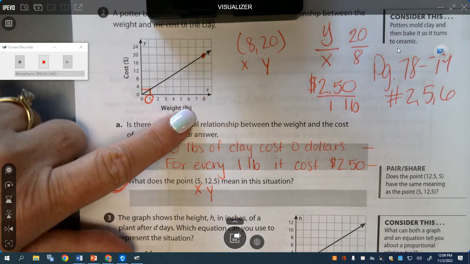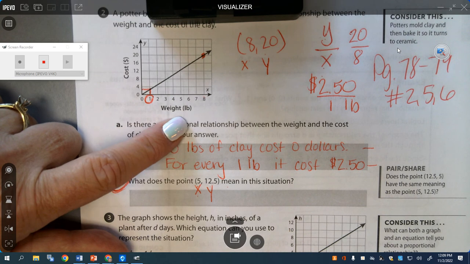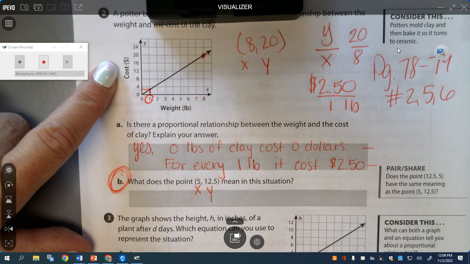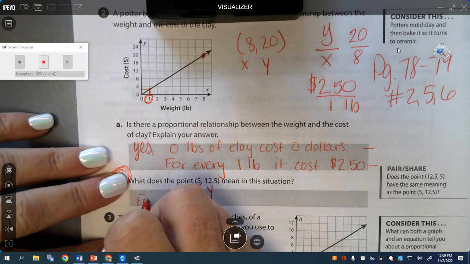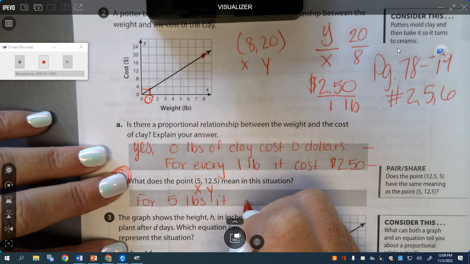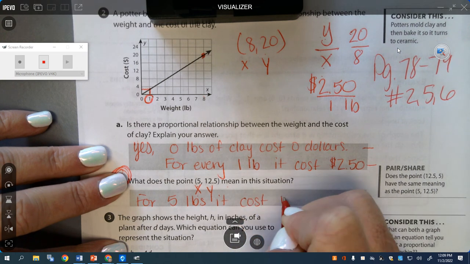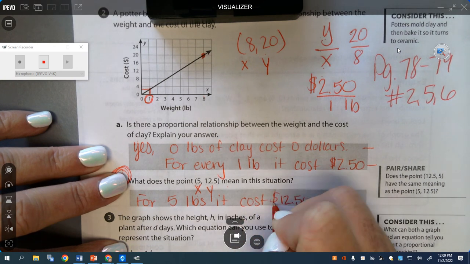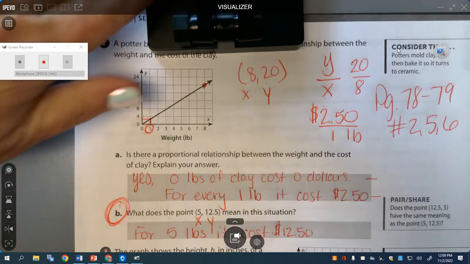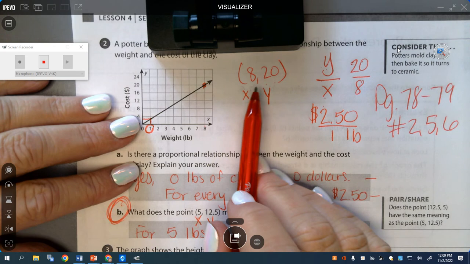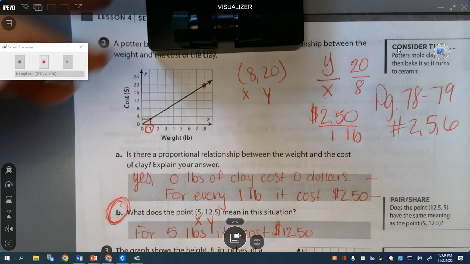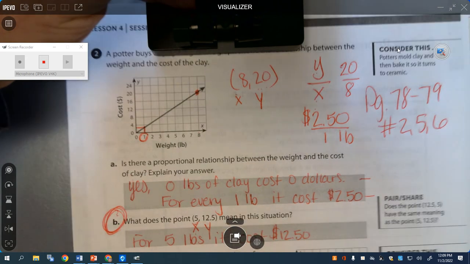The x value represents the weight in pounds, and the y value represents the cost, so this means for 5 pounds, it costs $12.50. Okay, so hopefully you guys got that. Okay, look at this one up here. (8, 20) means it costs $20 for 8 pounds. That's what that point means. All right, so you're going to have a problem similar to this.